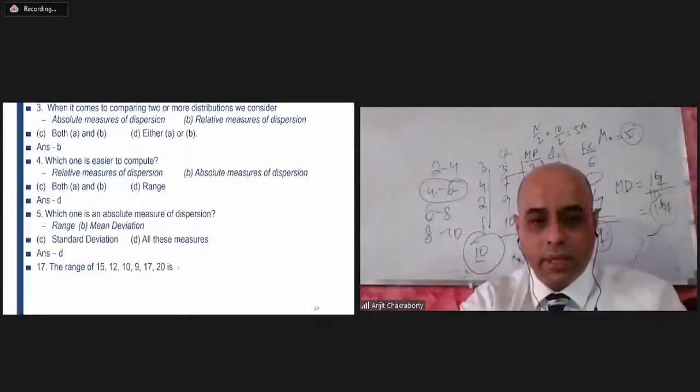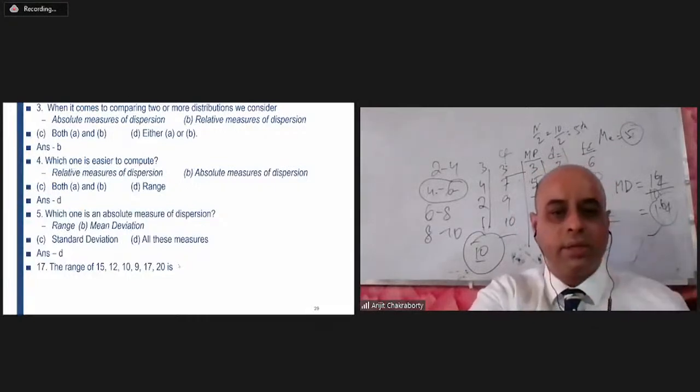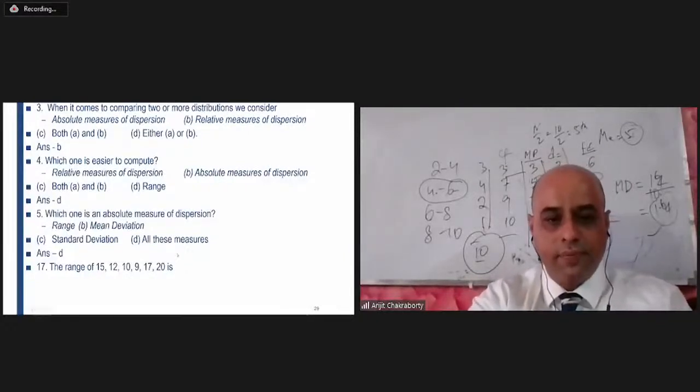Last question in this slide: what is the range of 15, 12, 10, 9, 17, 20? So here you can see the highest is 20 and the lowest is 9. So options I think are given. So option D, the range is 11.